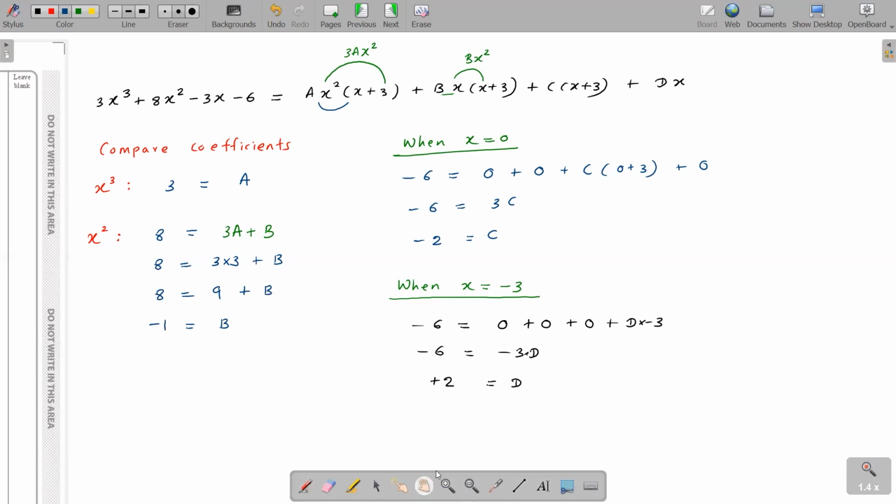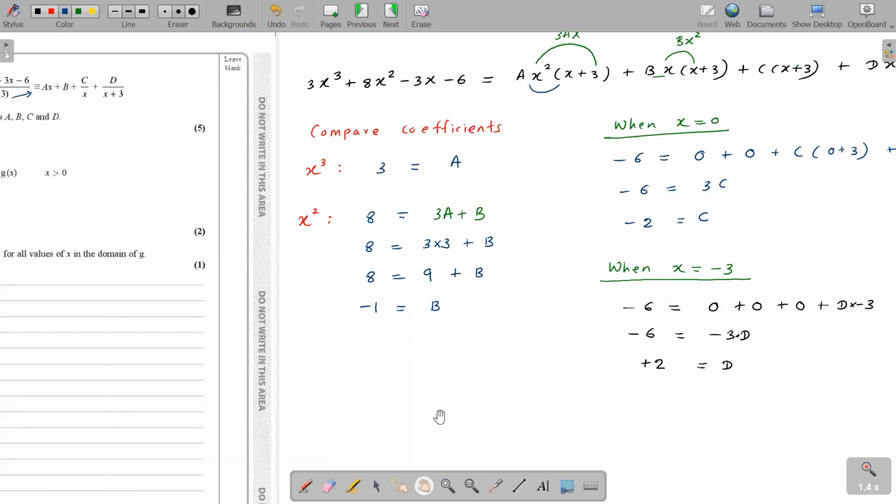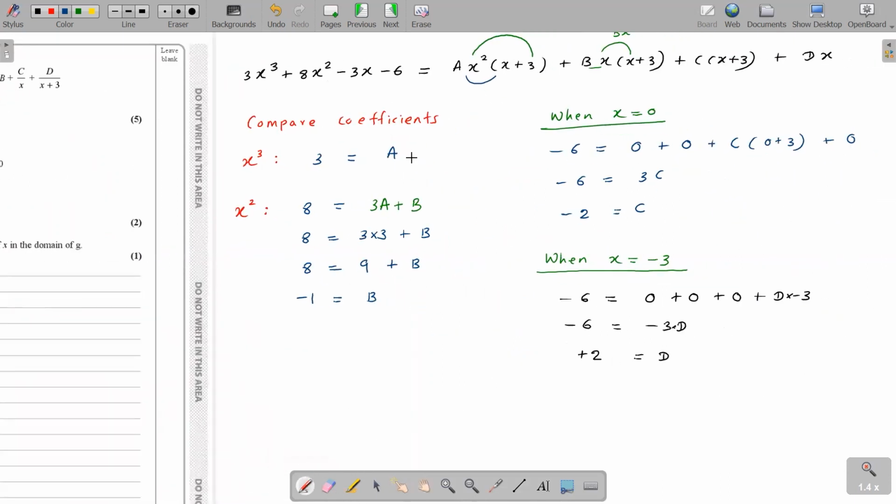So that's it, right? So the values of our a, b, c, d. What do they ask us? Find the values of the constants a, b, c, and d. Done. Okay, so these are the 4 values.